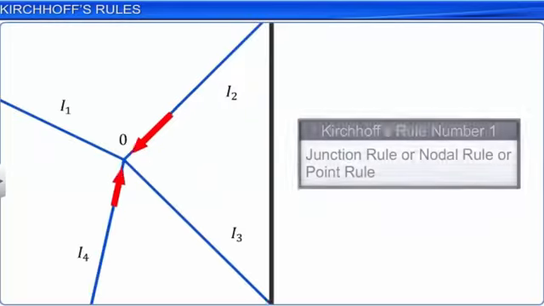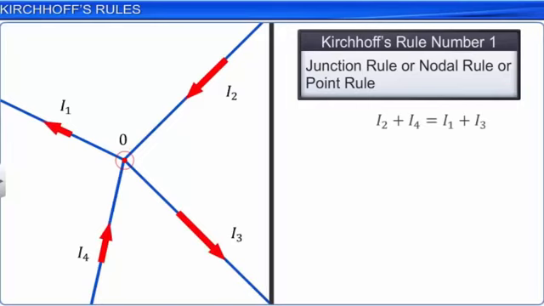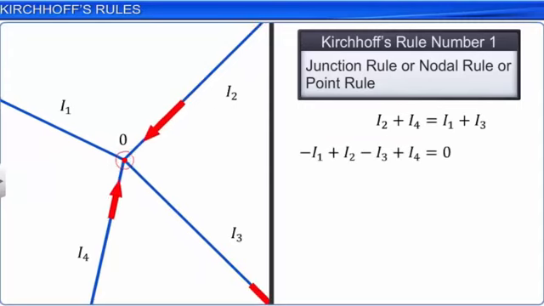Rule number 1. Kirchhoff's first rule is also called Kirchhoff's point rule, junction rule, or nodal rule. This rule is based on the principle of conservation of charge. At any node or junction in a circuit, the sum of currents flowing into that node is equal to the sum of currents flowing out of that node. This rule can also be expressed as: the algebraic sum of currents in a network of conductors meeting at a point or node is 0.